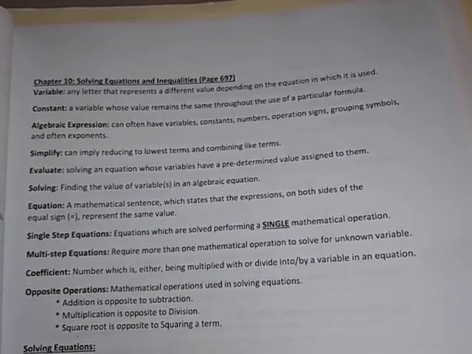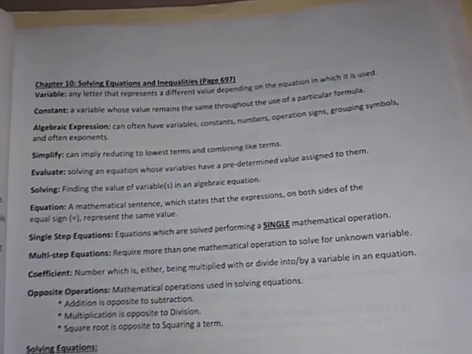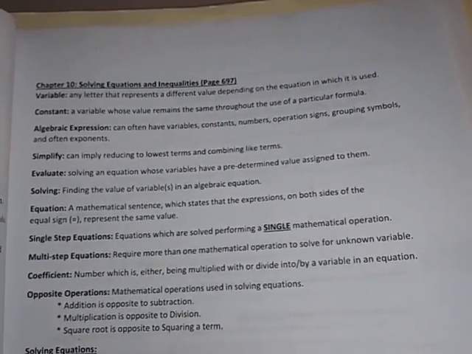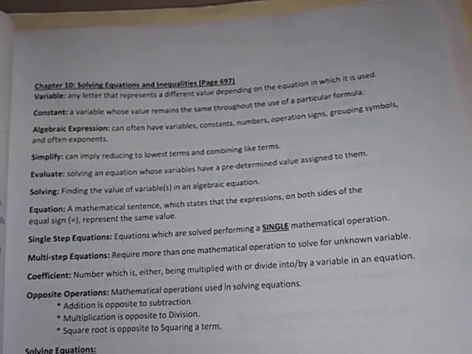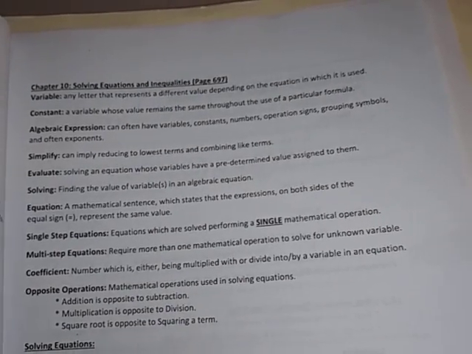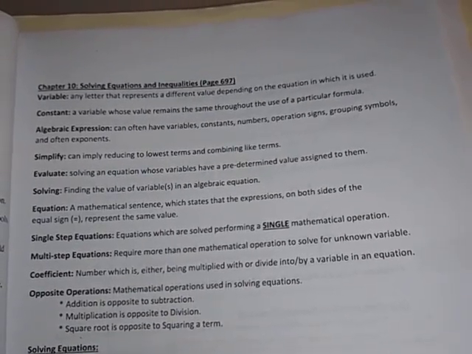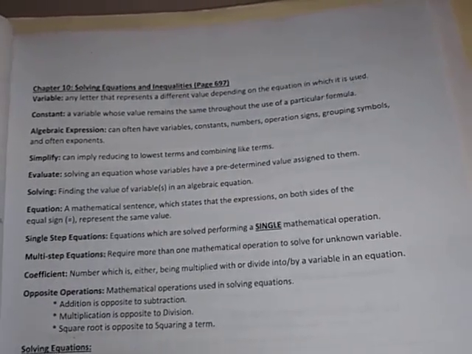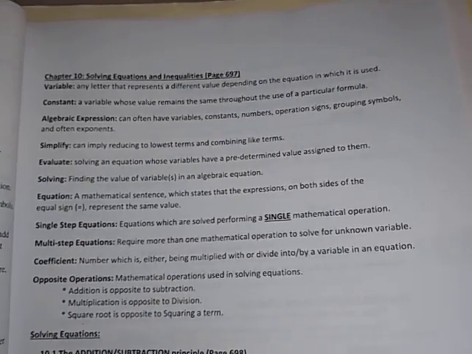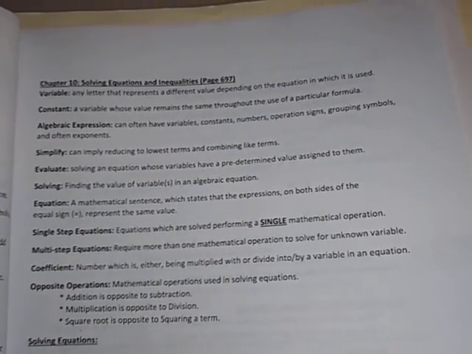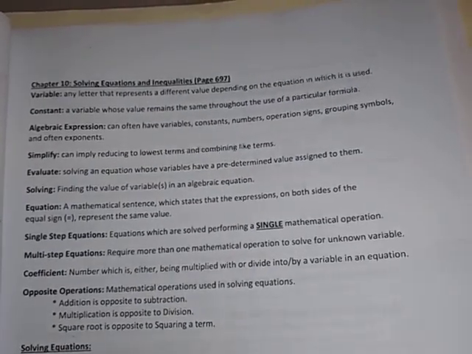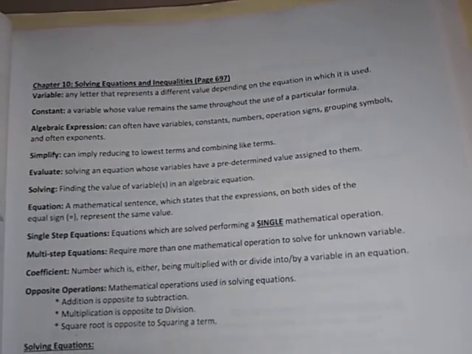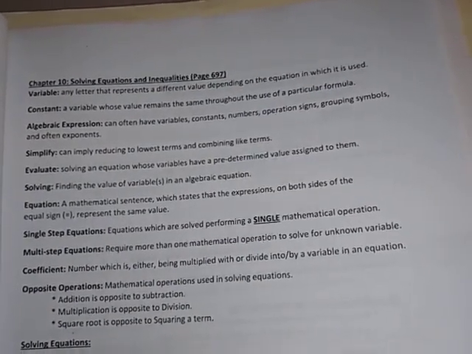An equation is a mathematical sentence which states that the expressions on both sides of the equal sign represent the same value. That is key in solving your equations because, again, whatever you do to one side of the equal sign will have to be done to the other side, and I'll go into a little bit more detail as we proceed with the lesson. Single-step equations are equations that are solved performing a single mathematical operation. Just to clarify, mathematical operations would be adding, subtracting, multiplying, and dividing, for example.